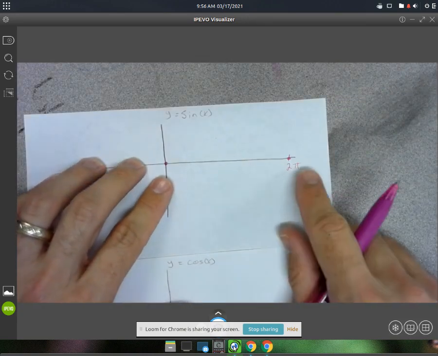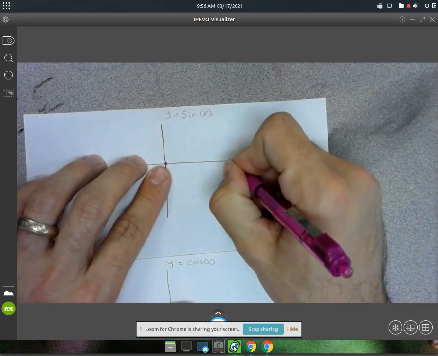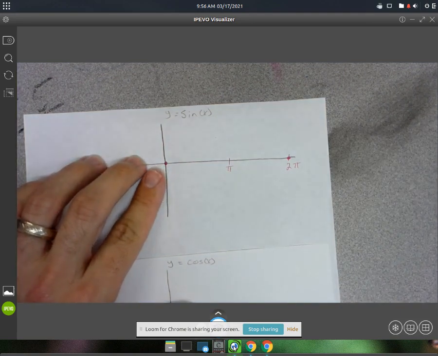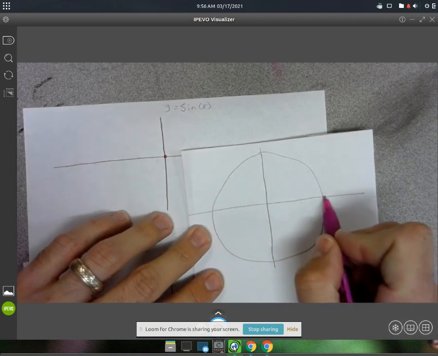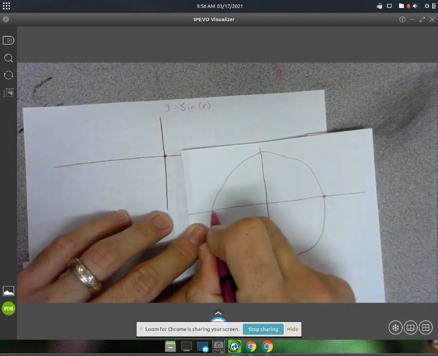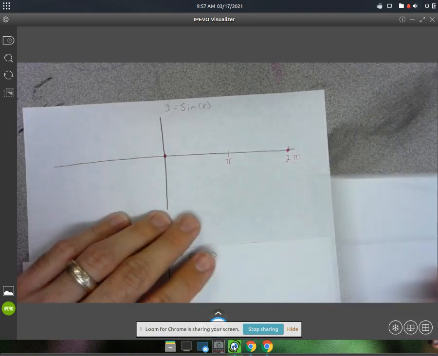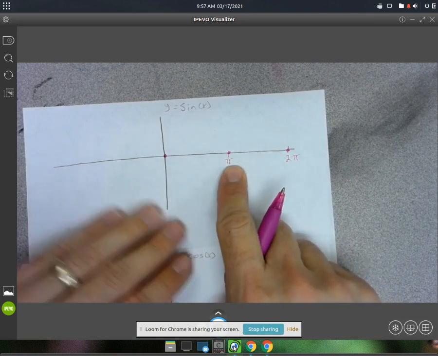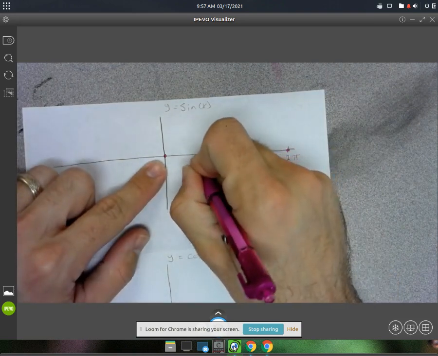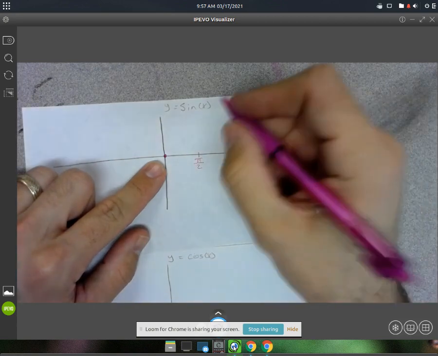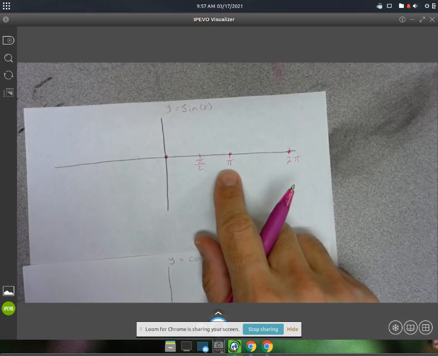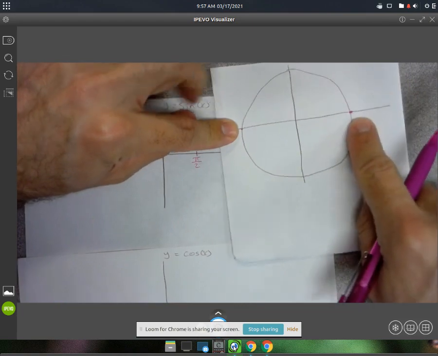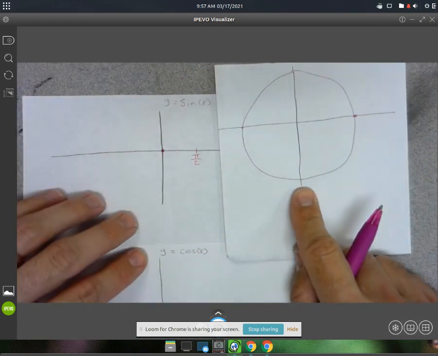Let me do some more tick marks here. If this is 2 pi and this is 0, then pi is going to be right smack dab in the middle. All right, that'll be an important one. Pi is going to be right here, and that one has a y value of 0. Right? So it goes back to 0 again right there. Between 0 and pi, that's going to be 1/2 pi, or pi over 2. And between pi and 2 pi is going to be this angle right here, which is 3 pi over 2.